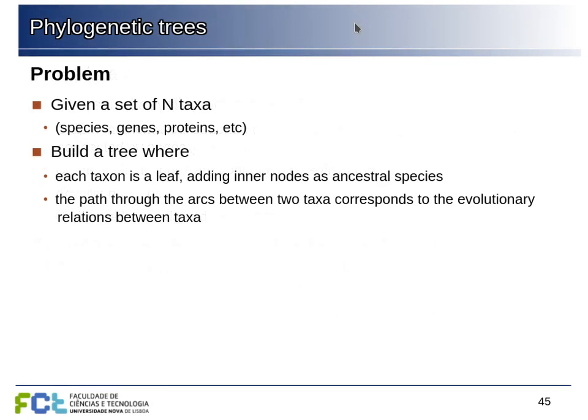So the problem here is that given a set of taxa, of something we want to organize here, it could be species, it could be proteins, it could be genes, it could be fossils or things like that. We want to build a tree where we represent each of these elements in a leaf. That is, these are the present ones, the current ones that we are looking at. And we have some inner nodes which represent ancestral species that are common ancestors to subgroups of these elements that we want to organize. And the path through the tree represents these evolutionary relations.